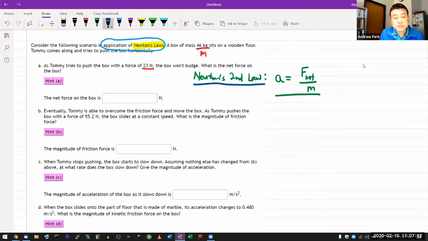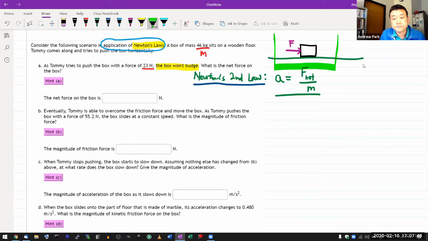As you read through this question, I really want you to imagine the scenario. You have some wooden floor in green, and you have a box sitting on it, and you have someone who's trying to push it horizontally. The question tells you that the box won't budge. All right, what kind of implication does that have? I want you to consider this scenario and think about that. Specifically, what kind of implication does it have for the acceleration?